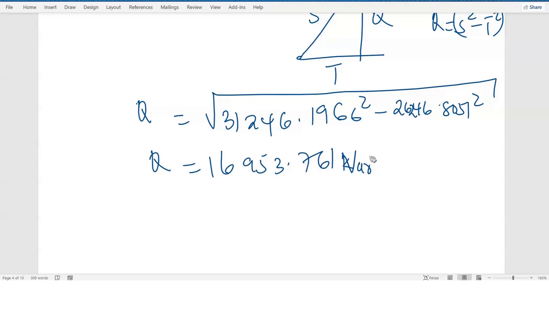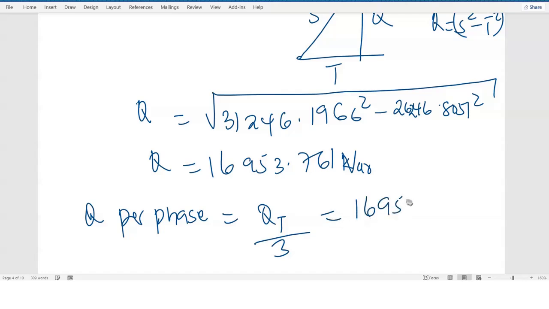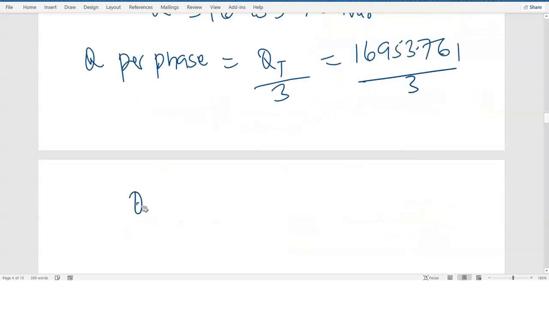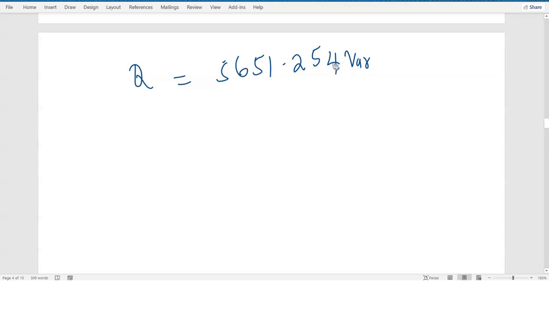So remember, this is the total for the whole bank. If I want the reactive power per phase, remember I have 3 phases, so it will be this total divided by 3. So this is 16,953.761 divided by 3, and Q is actually equal to 5651.254 volt amperes reactive. Now, what do I do with this value?